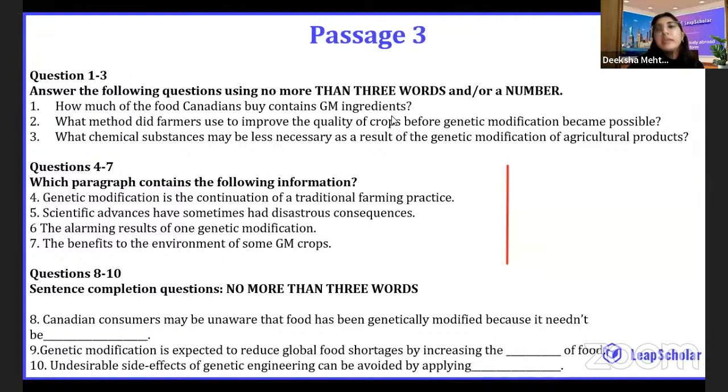So let's quickly jump to question number 8. This is how you should tackle your exam. So remember this in the exam. Okay. Now, question number 8, here it is. Here you can see sentence completion instructions, no more than 3 words.